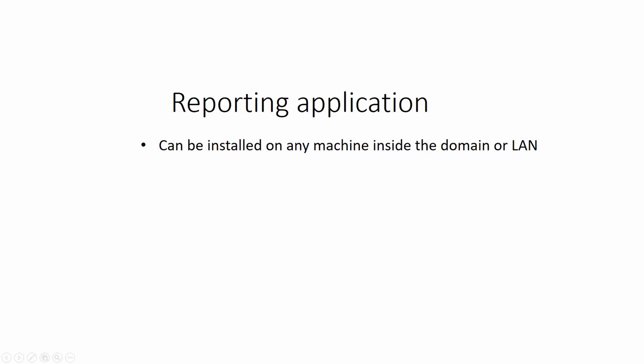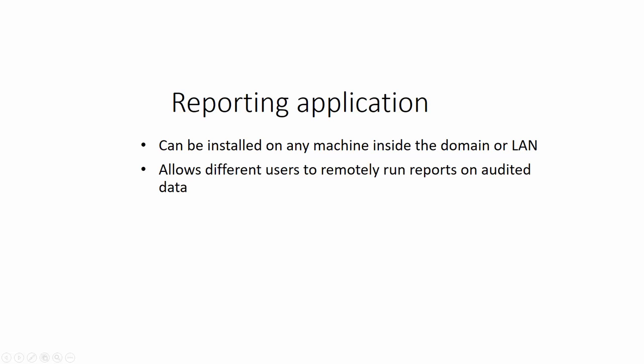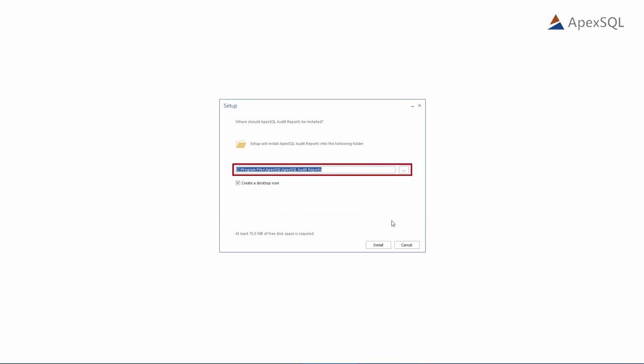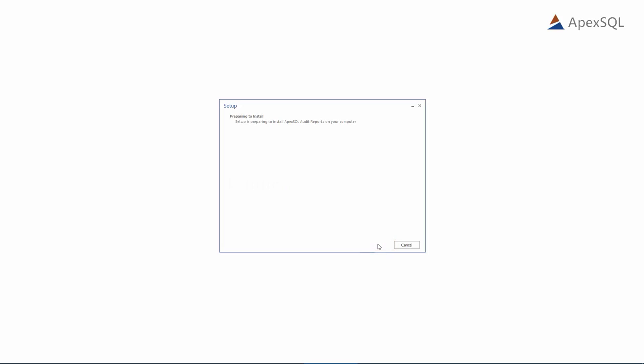The final component of ApexSQL Audit is the reporting application. This component can be installed on all machines inside the local network or domain to allow different users to access the audited data from their workstations in order to create different reports. The installation process is similar to the main application installation, but greatly simplified. Simply choose the ApexSQL Audit Reports component in the Select Components step and click the Next button to proceed. In the following step of the wizard, choose the folder location and whether the icon should be created or not. Click on the Install button and watch the installation finish in a short few seconds.